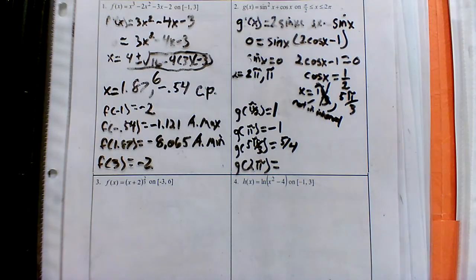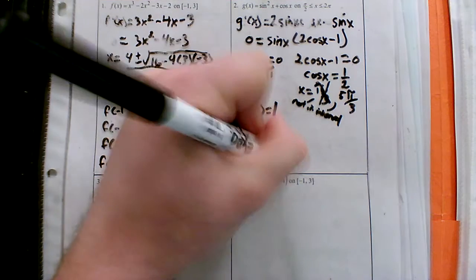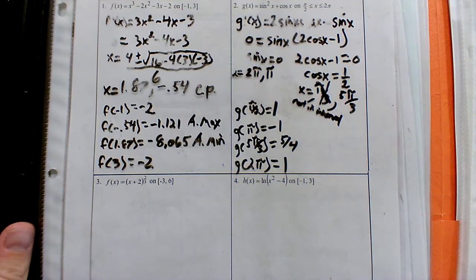And 2 pi is 1. If you wanted to leave it as a decimal, you could. You're not incorrect. But the fraction answer is a little neater to write here in this case. All right, we have our 4 answers.